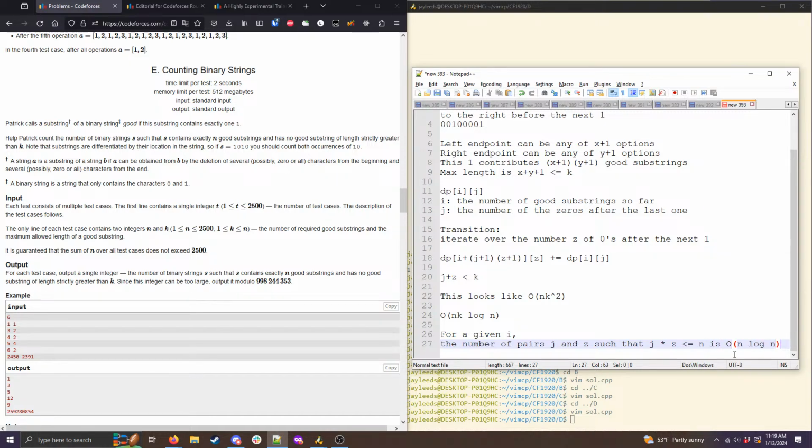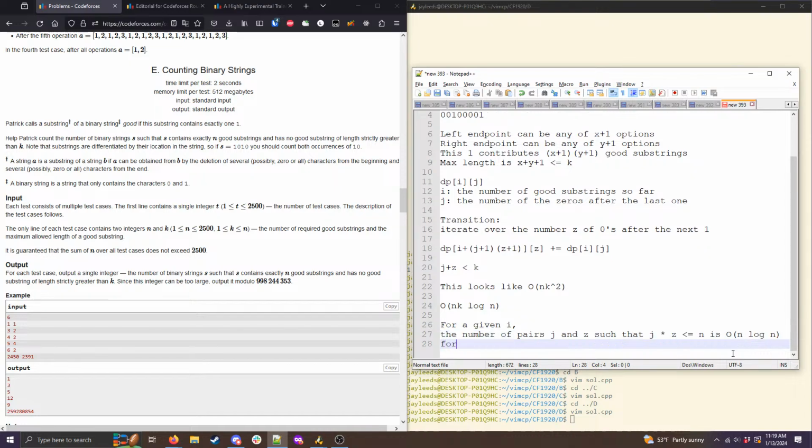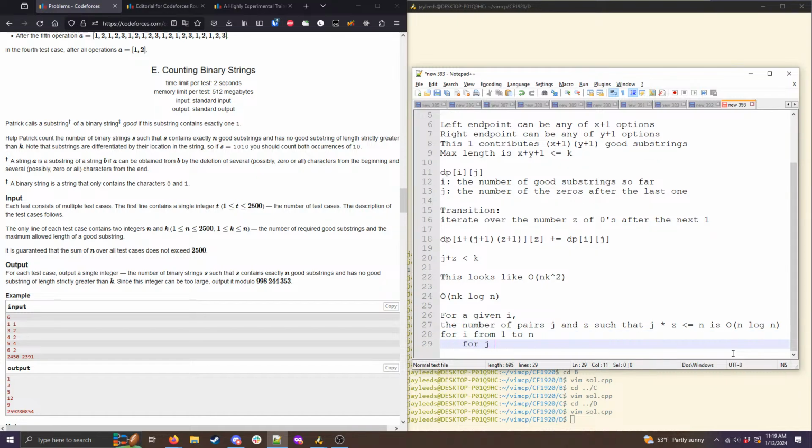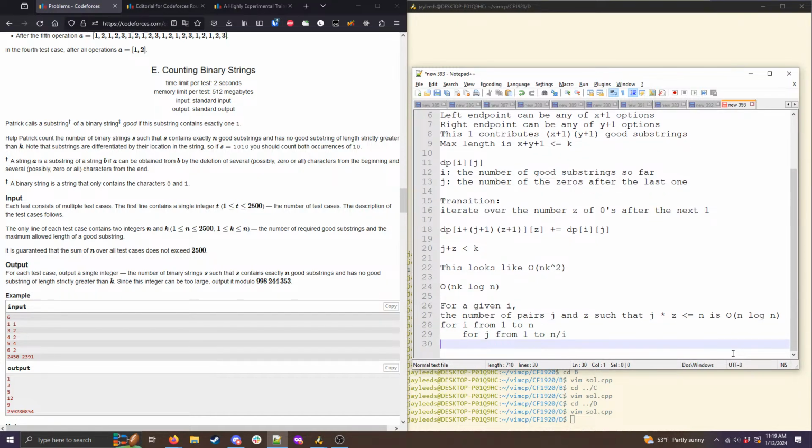So this means in general that any loop of the form for i from 1 to n, for j from 1 to n divided by i, these nested loops are always O of n log n. There's a nice proof. I think there's a Codeforces blog about it, although I don't have the link on hand.